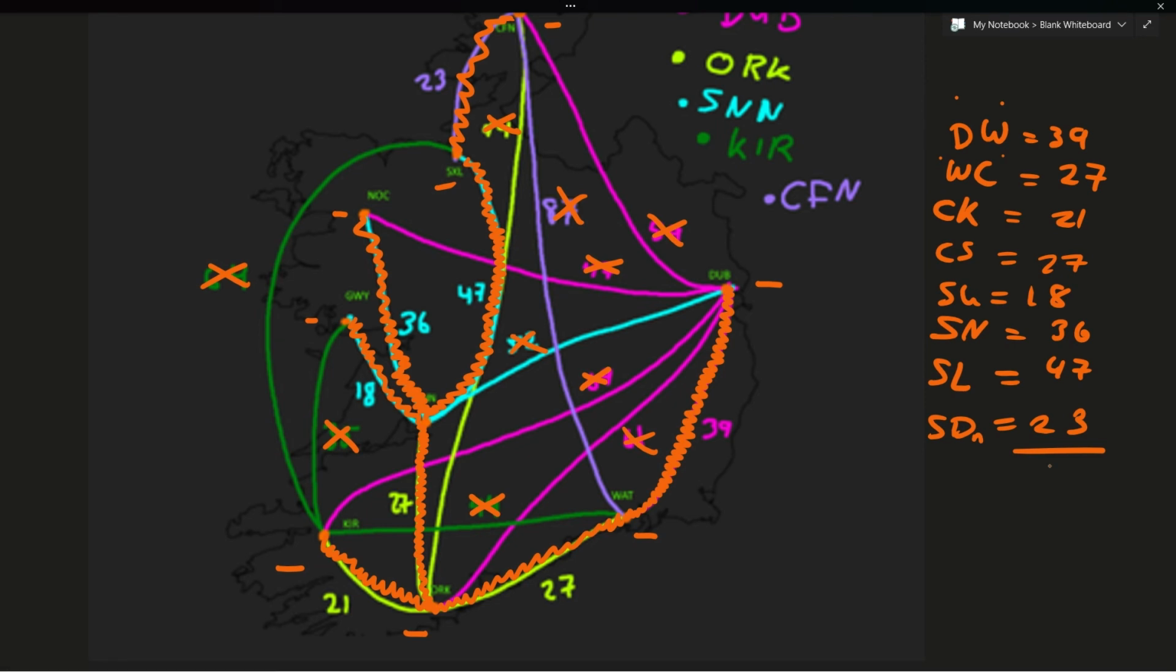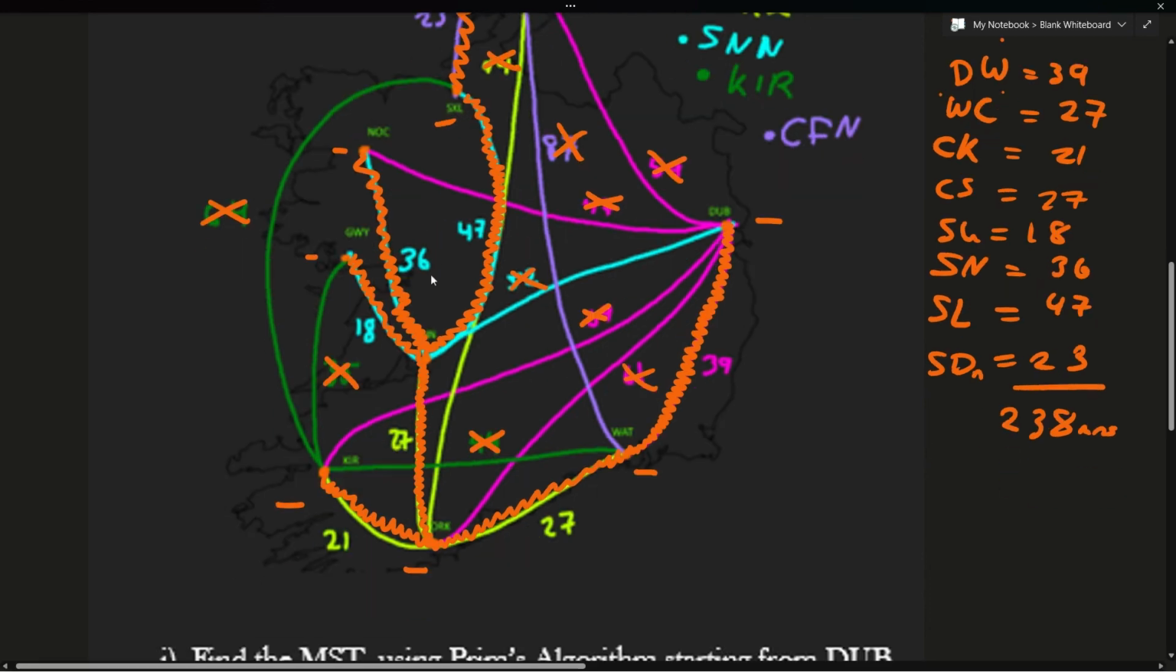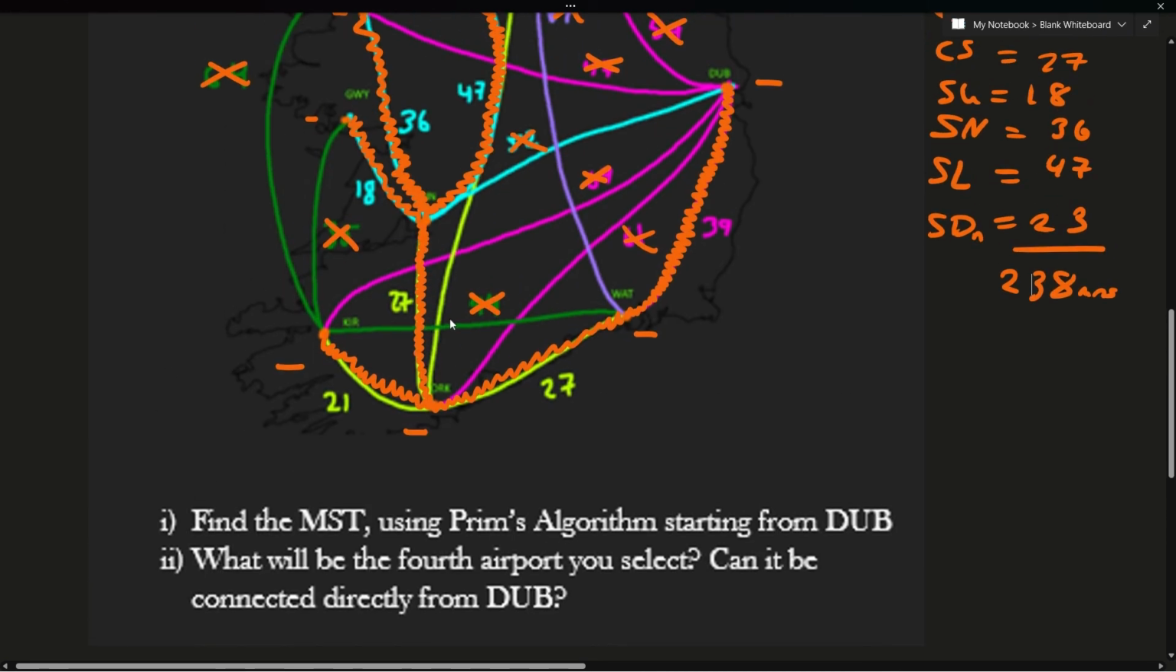To find the minimum spanning tree weight, we just add up all the weights that we've selected. I'm sure I'm doing this right. So 39, 27, 21, 27, 18, 36, 47, and 23 to find 238 minutes. So that's the minimum spanning tree.